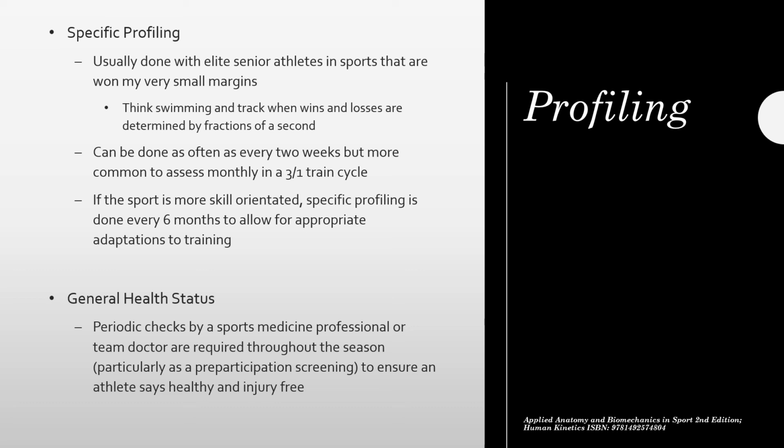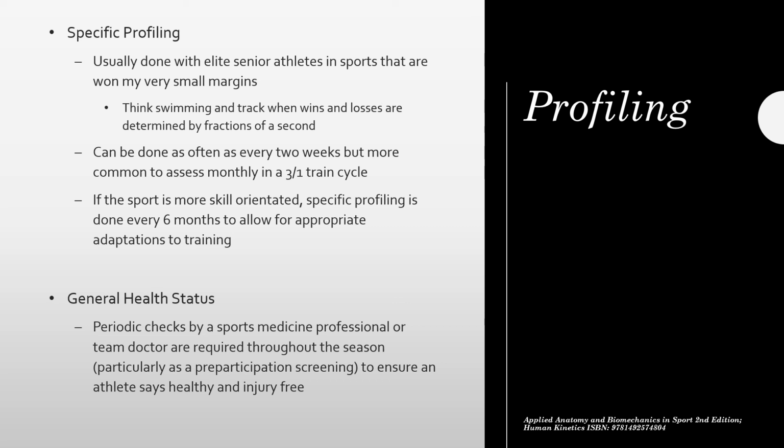Specific profiling is going to be very common assessments in profiling. This can be done as often as every 2 weeks, but it's more likely to assess monthly, which gives us a 3-to-1 training cycle. So 3 weeks of training, 1 week of assessment. However, if a sport is more skill-orientated, so there's a lot of technique involved, specific profiling may be done every 6 months, so you have time for adaptations to training. So think of things like giving somebody 6 months to change their golf swing.